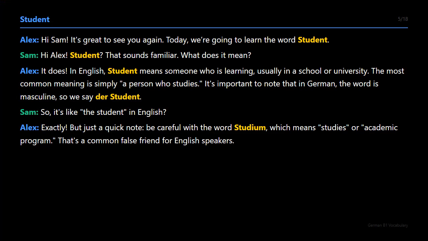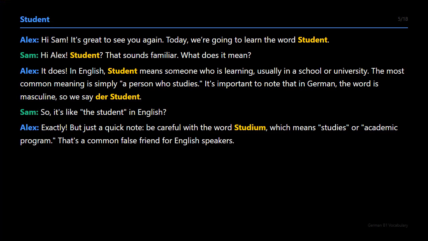It does. In English, Student means someone who is learning, usually in a school or university. The most common meaning is simply a person who studies. It's important to note that in German, the word is masculine, so we say Der Student. So, it's like the student in English.